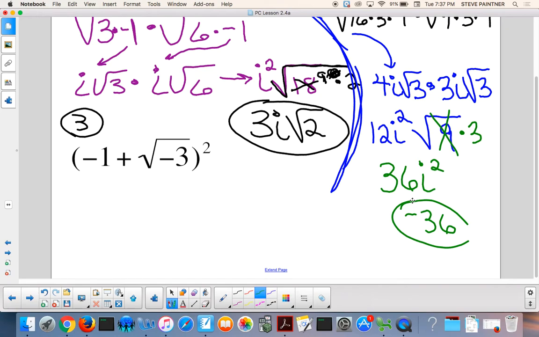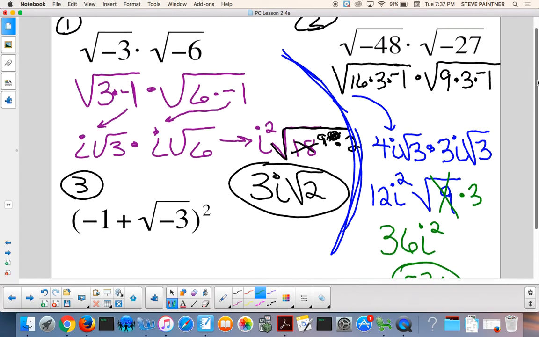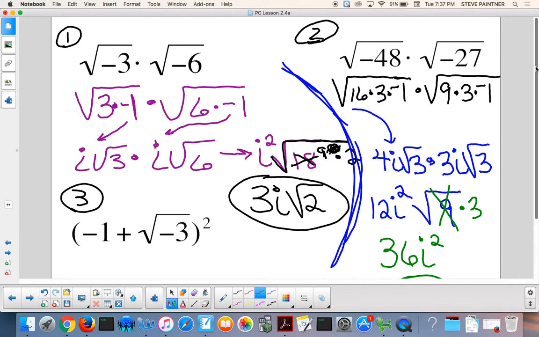Good? I hope. Uh-oh, did I do that wrong? I think I did it wrong. Hang on, let me go back up. No, I did not. I'm sorry. That's right. That's right. Let's go down below and do this one.